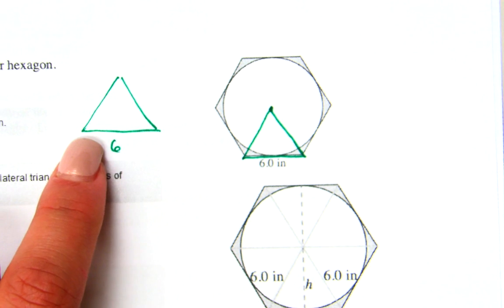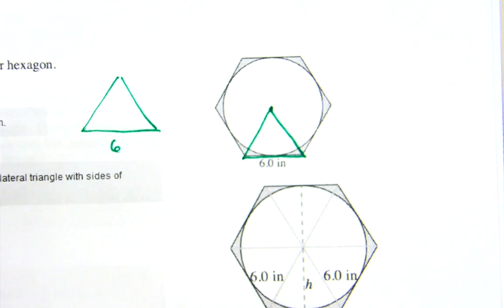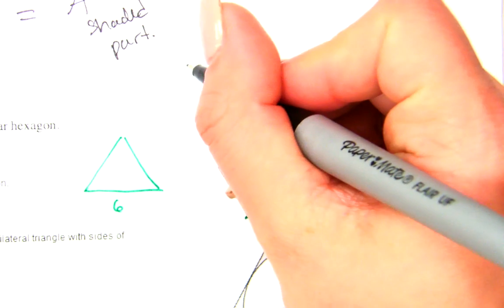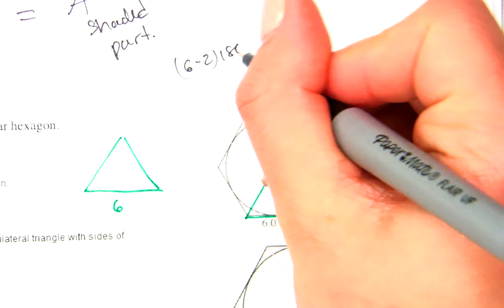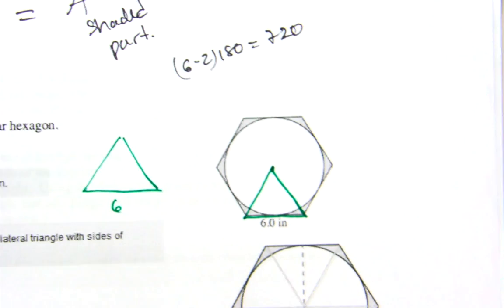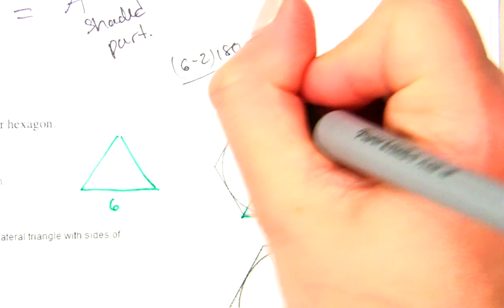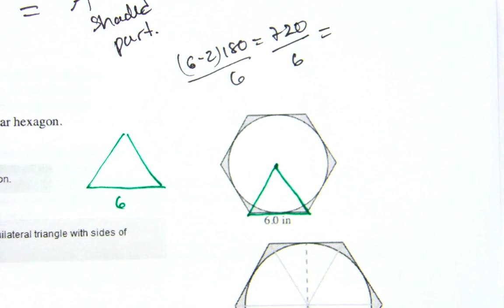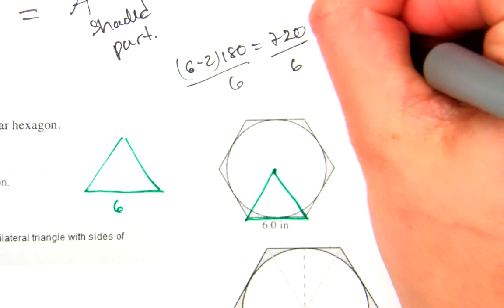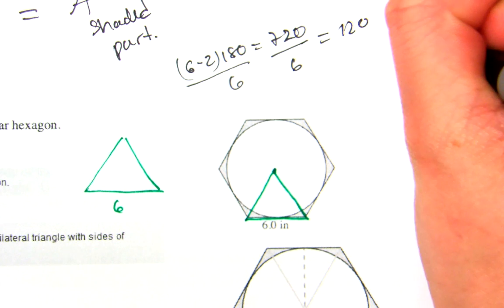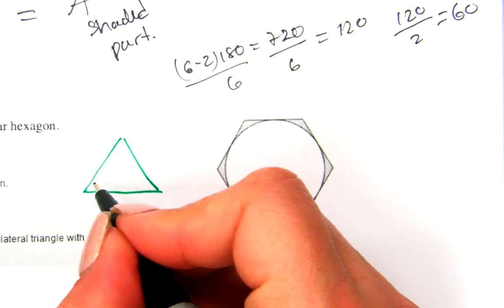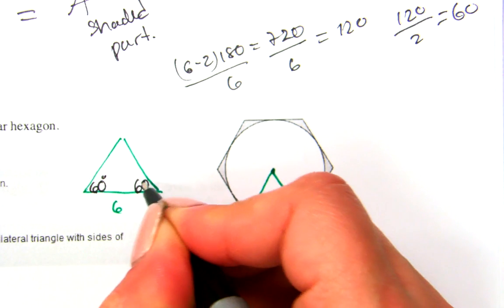So 6 minus 2 is 4, times 180 is going to give you 720. 720 divided by 6, because there are six angles, is going to give you 120. And 120 cut in half is 60. So this is 60 degrees.